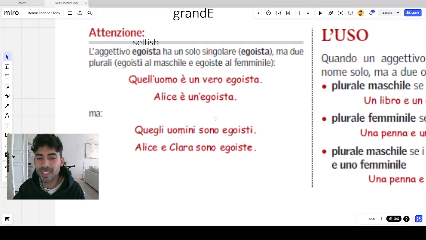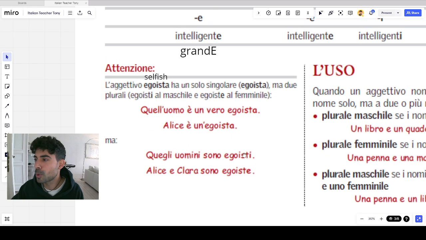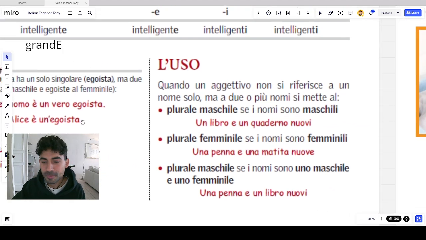In fact, if you want to say the men, plural, are selfish, in Italian it would be gli uomini sono egoisti, with an i at the end. If you want to say the women, plural, are selfish, in Italian it would be le donne sono egoiste, with an e at the ending. So again, this word has one singular and two different plurals.